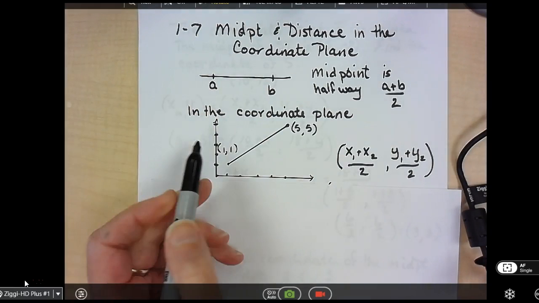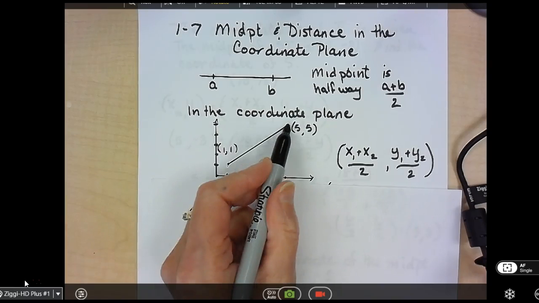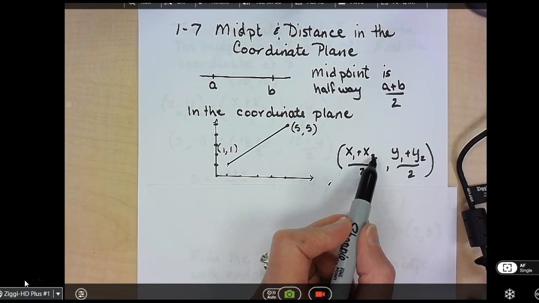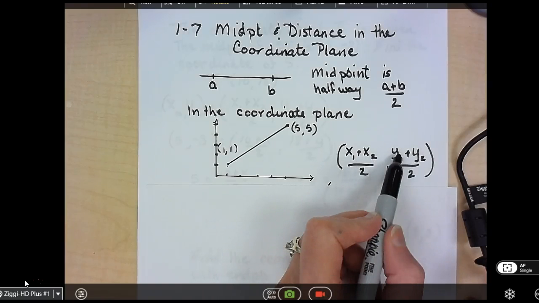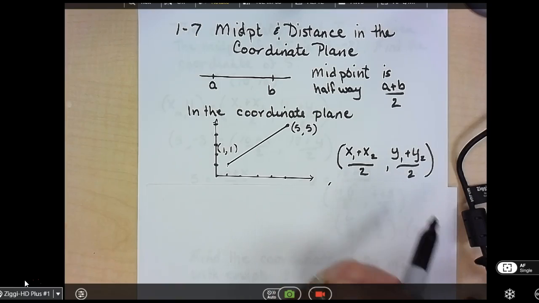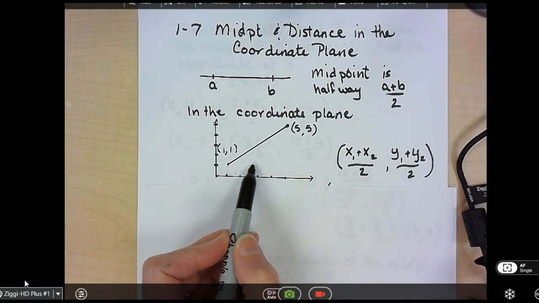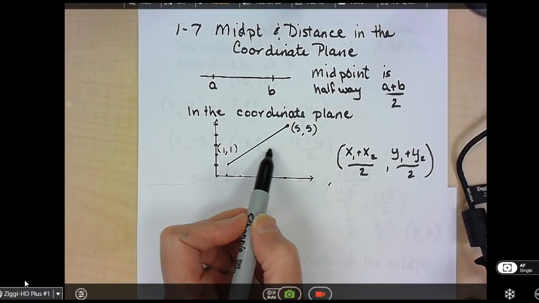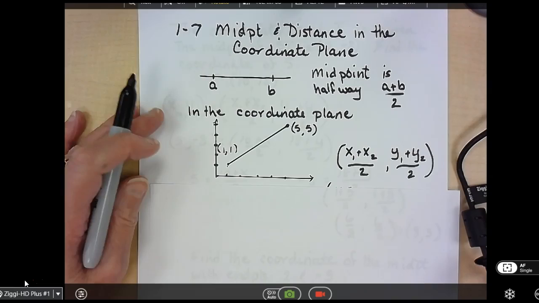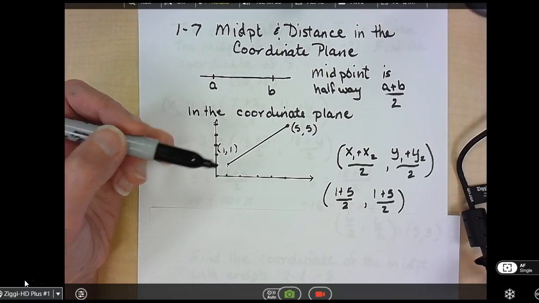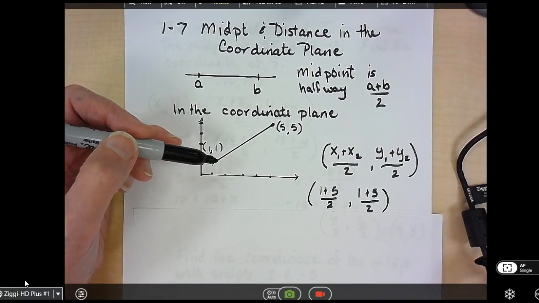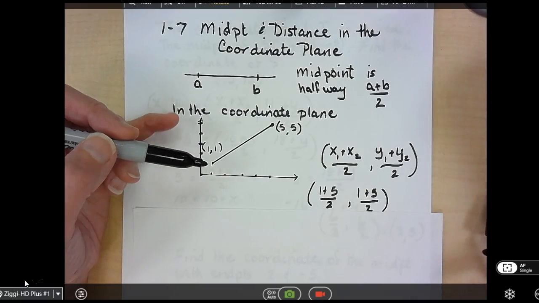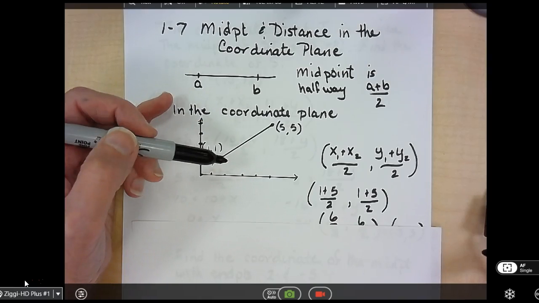use our points. So I have the points (1, 1) and (5, 5). In our points, I'm going to add the x values together, divided by 2. Add the y values together, divided by 2. And that way we've moved halfway across on our x, halfway across on our y-axis, and we'll find our midpoint. So we take 1 plus 5 divided by 2, and then we take 1 plus 5 divided by 2, because I used the same numbers.